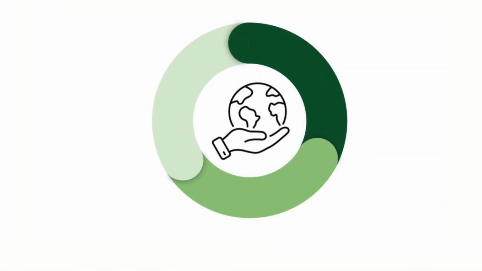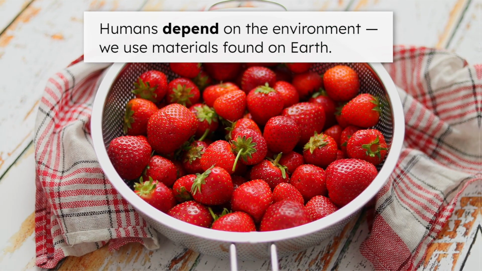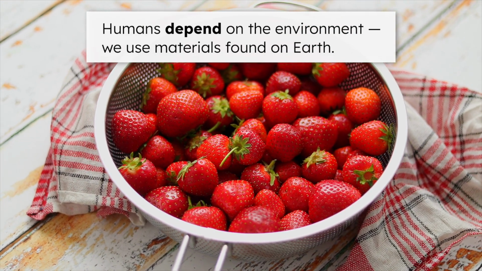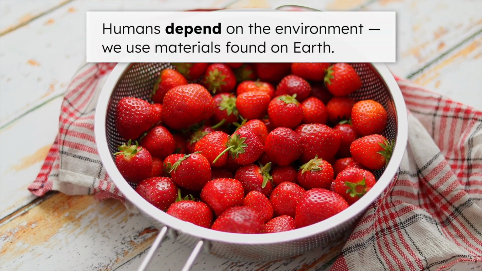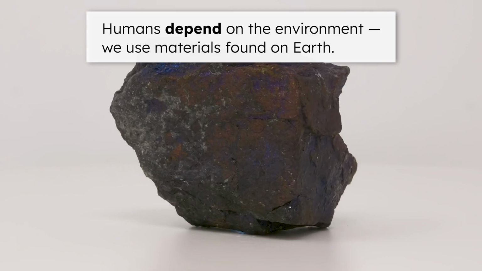Scientists have grouped the ways humans interact with the environment into three categories. We depend on the environment, modify the environment, and adapt to the environment. First, humans depend on the environment. This includes all of the ways we use materials found on Earth today, often for survival or economic gain, like using plants for food or mining for metals.